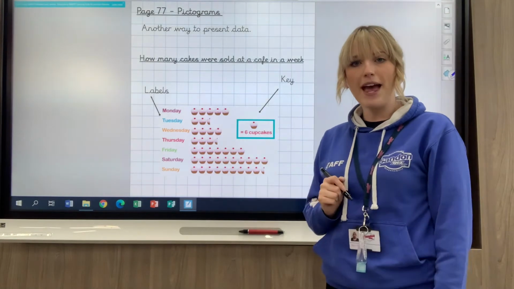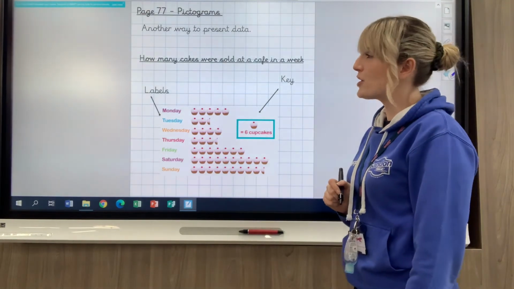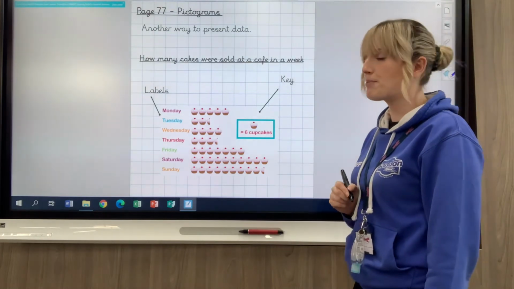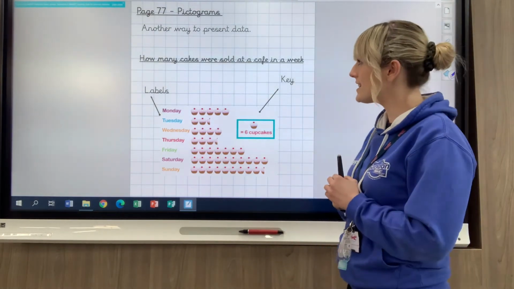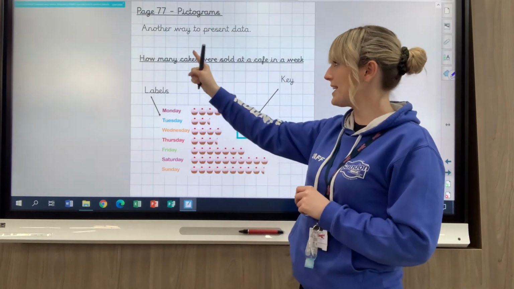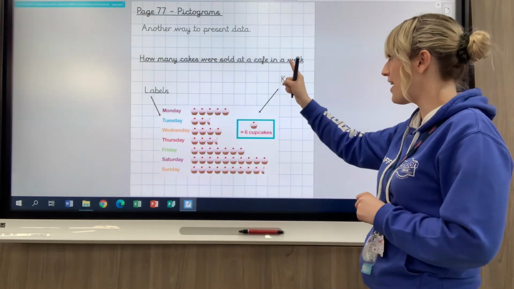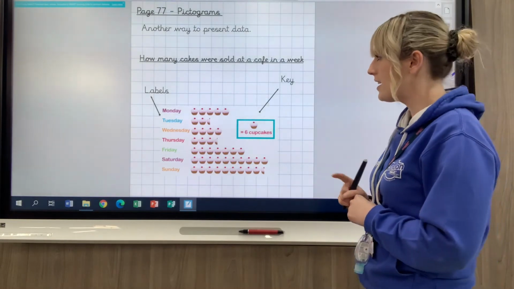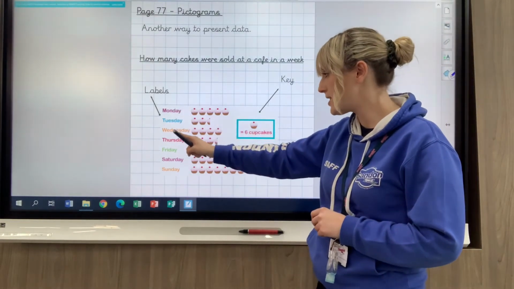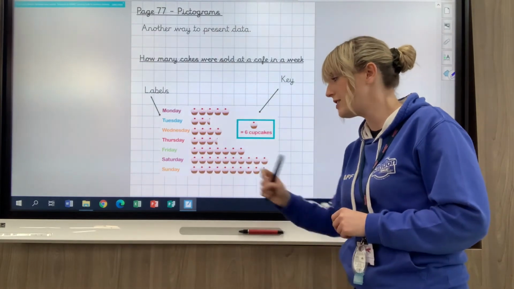Okay, on page 77 then, it moves on to pictograms. And pictograms are another way to present or show data. Okay, so this pictogram is showing how many cakes were sold at a cafe in a week. So we've got the labels, so we've got each day of the week. So Monday, Tuesday, Wednesday, Thursday, Friday, Saturday, Sunday.